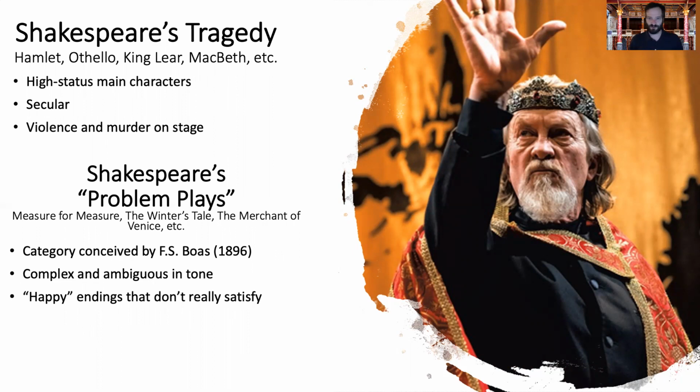There was violence and murder on stage, right? Sword fighting, people dying, people getting poisoned, right? All this nice stuff. He also had these plays that were difficult to categorize, what they called his problem plays. At least this category was conceived by this scholar, F.S. Boas, in the late 19th century. These plays were a little bit more ambiguous in tone. They weren't straight tragedies, really, because it's not like the person dies at the end and you feel sad and terrible about life. They have happy endings, but they don't really satisfy very much, right?